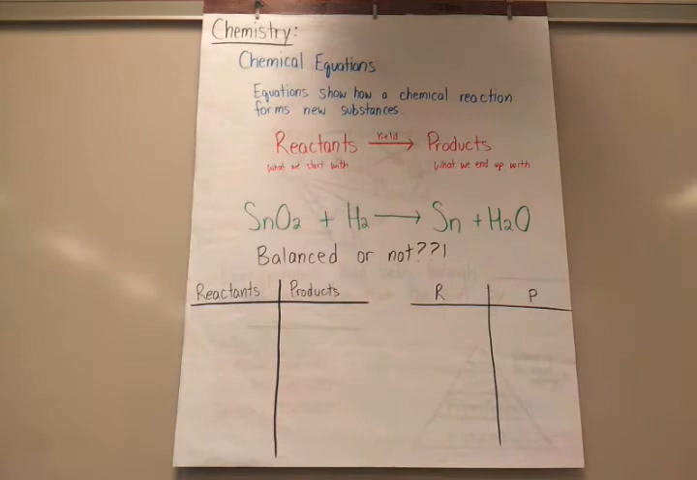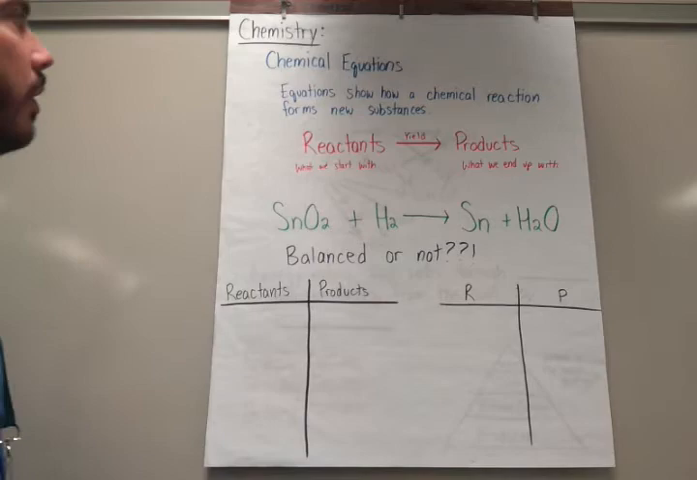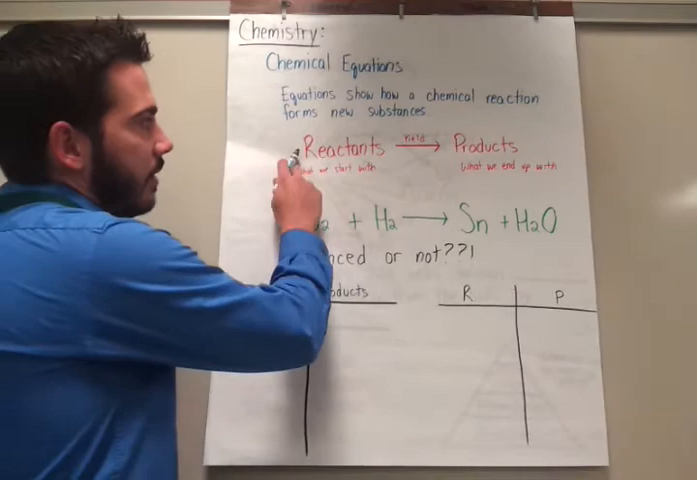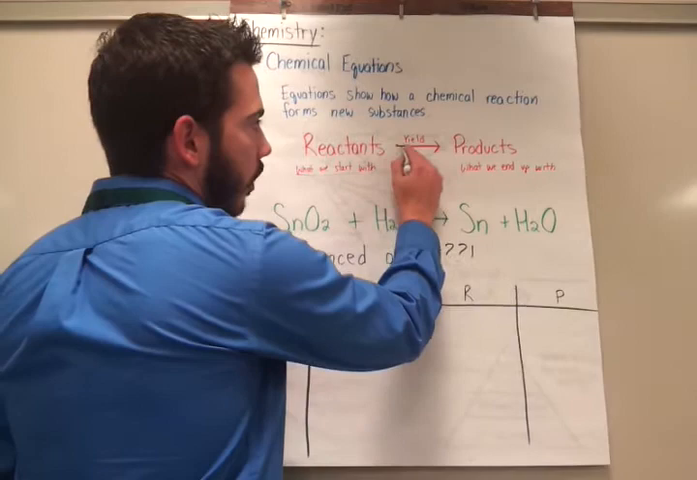Okay. So, continuing on with chemistry, chemical equations. In order to balance a chemical equation, you have to be able to count atoms, which is what we just talked about. Chemical equations show how a chemical reaction forms a new substance. So, you start with reactants on the left side of the chemical equation. On the right side, to the right of the arrow, you have the products, what we end up with. So, this is what we start with, and the arrow means yields.